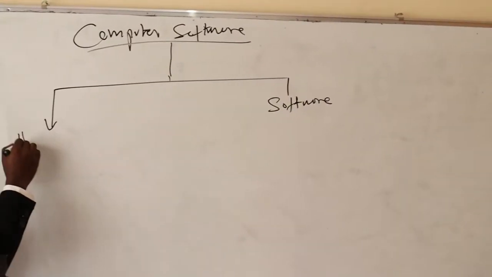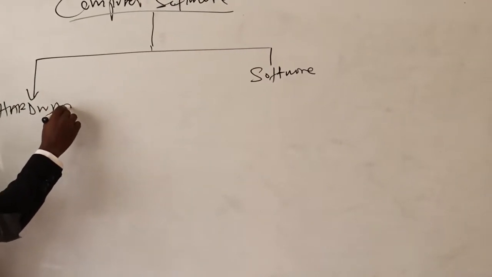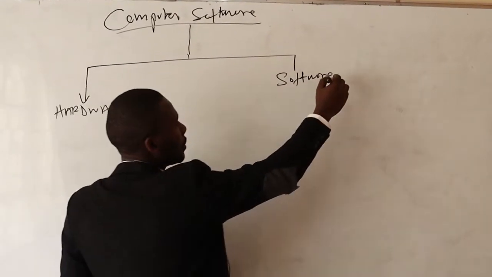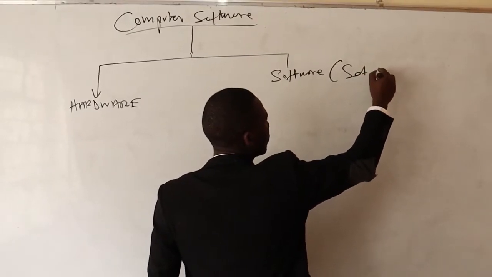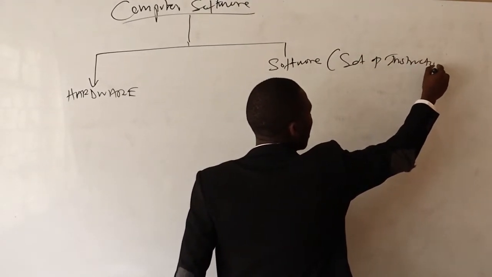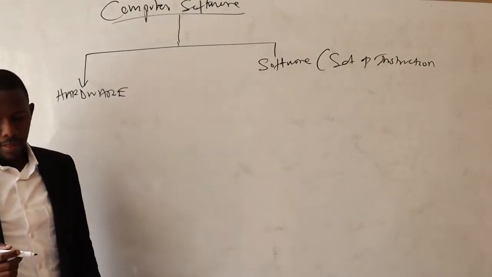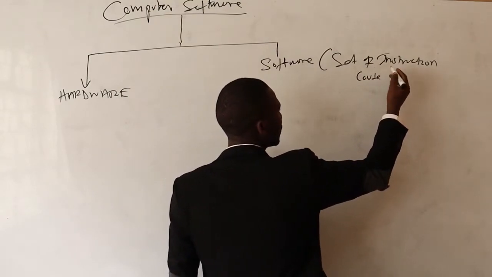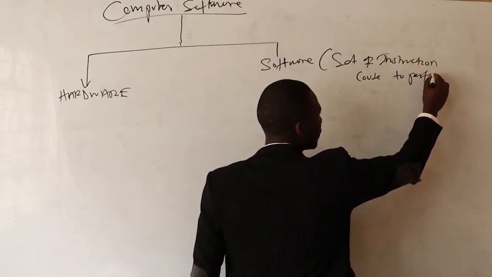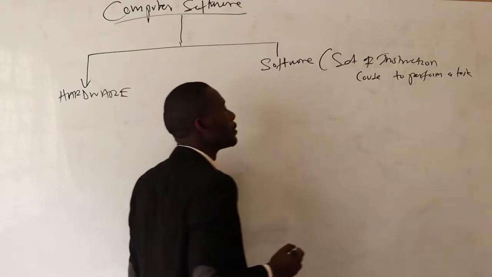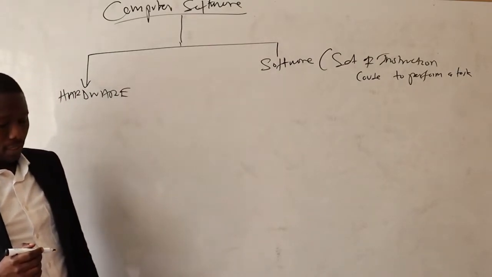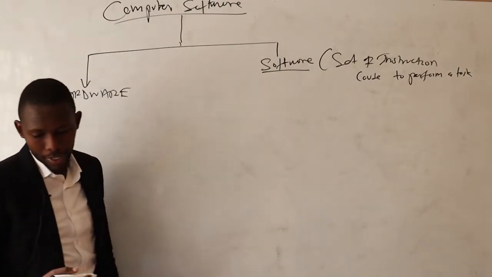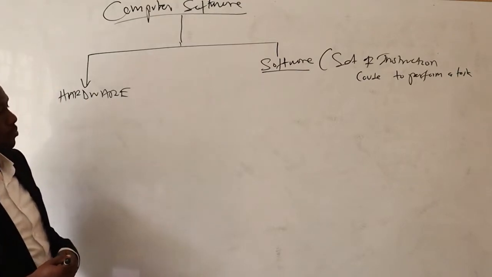So previously we stated that hardware are physical components of a computer system. Software are a set of instructions that causes the computer to perform a task. So meaning that there are parts of the computer that are not tangible, that is intangible components, as opposed to the tangible parts of the computer system.